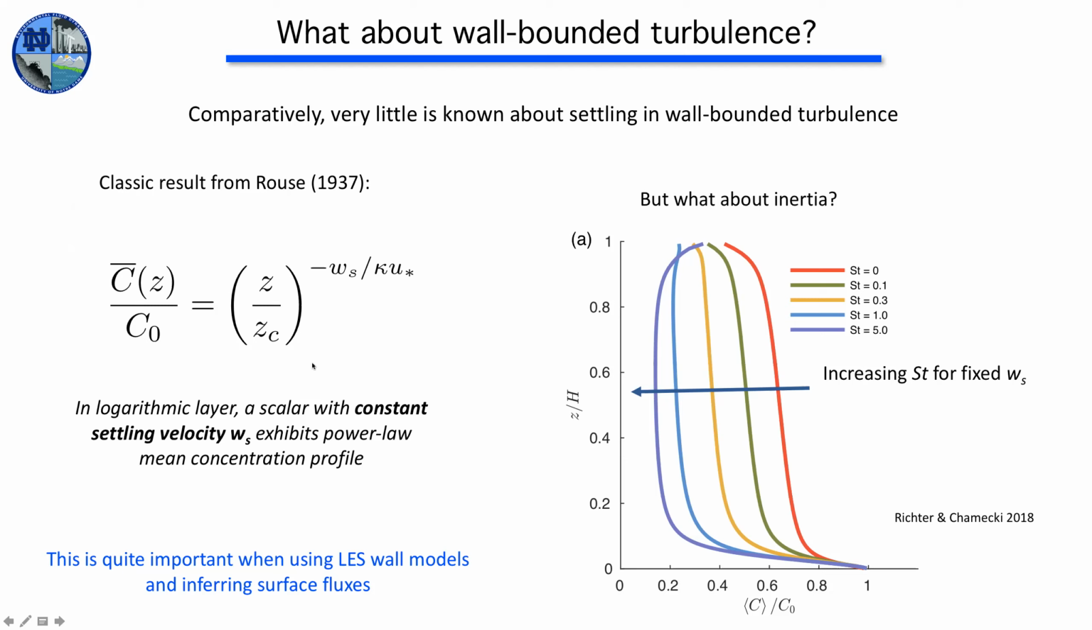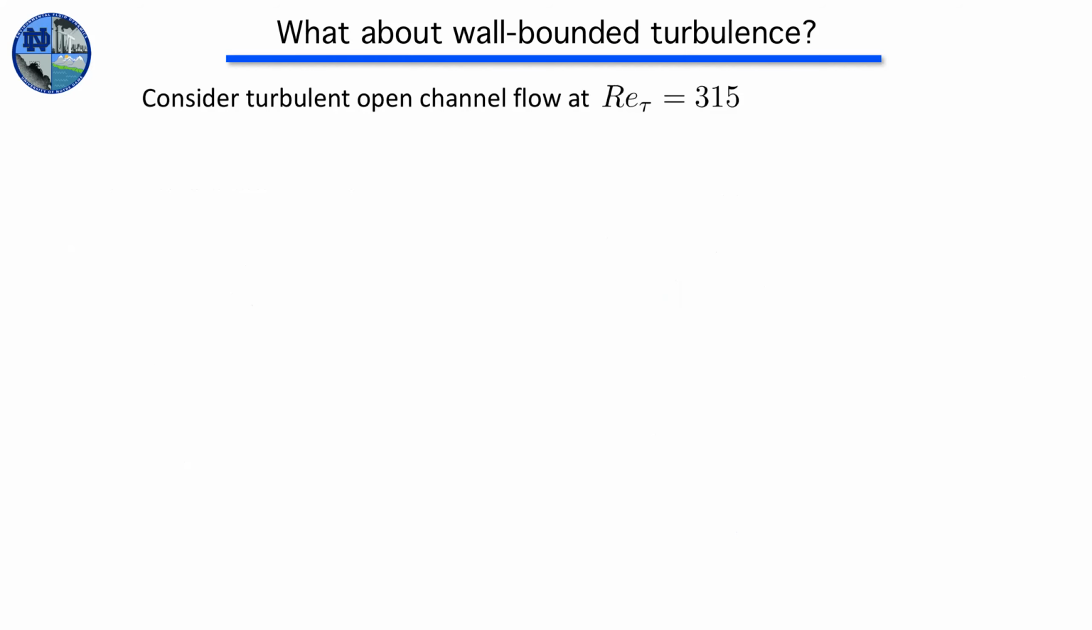And the primary question here is, what is controlling this, and how does the settling rate through wall turbulence actually change, and what controls it? So in order to do this, we're going to just consider a canonical case of turbulent wall-bounded flow, and that's open channel flow at an Re tau of 315.